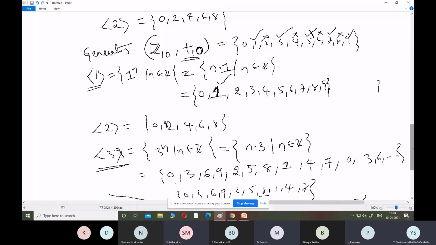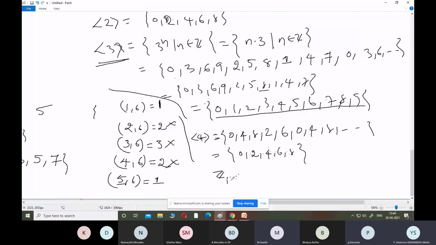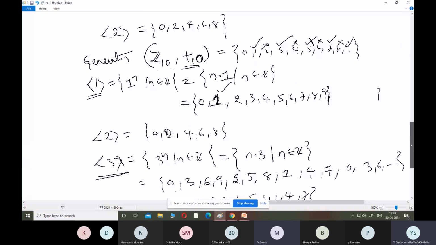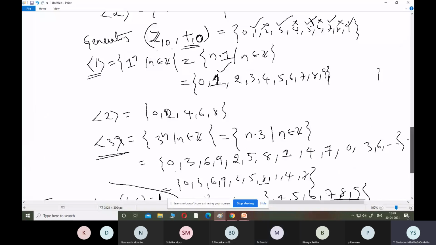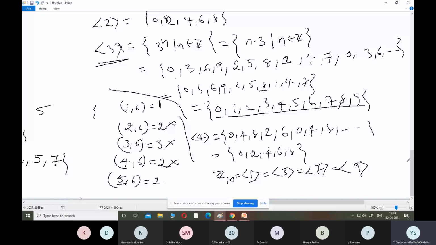The generators. So here in the last I'll be writing Z10 is equal to, sorry, here it should be Z10. Can I write Z10 is equal to the cyclic group of 1, cyclic group of 3, cyclic group of 7, cyclic group of 9? 1 is relative prime, 3 is relative prime, 7 is relative prime, 9 is relative prime. 4 is not a generator. Do you agree?